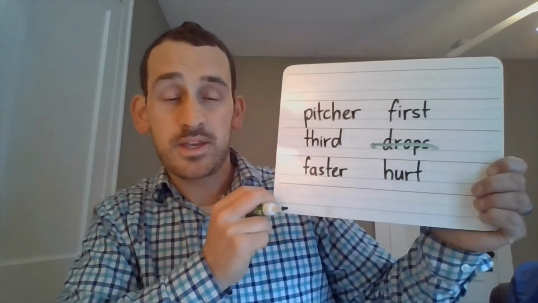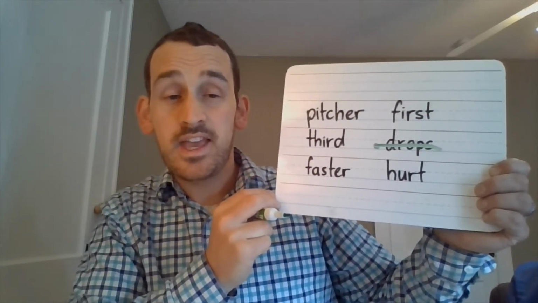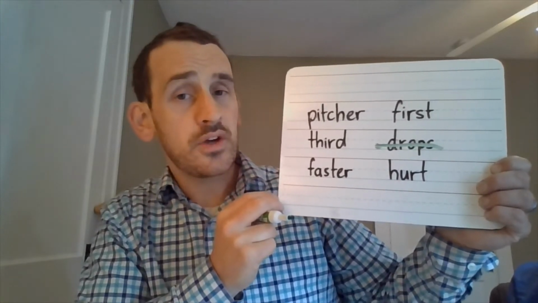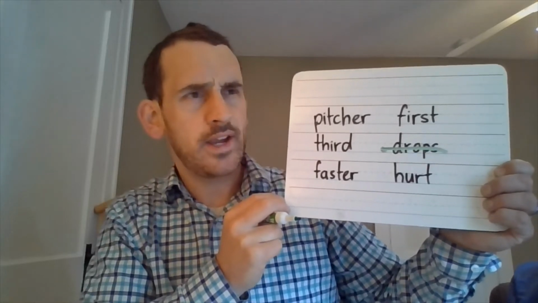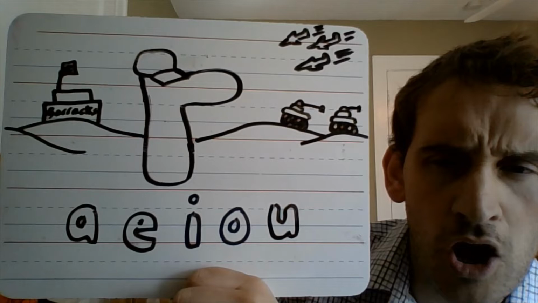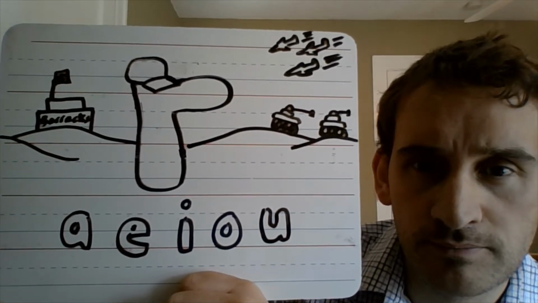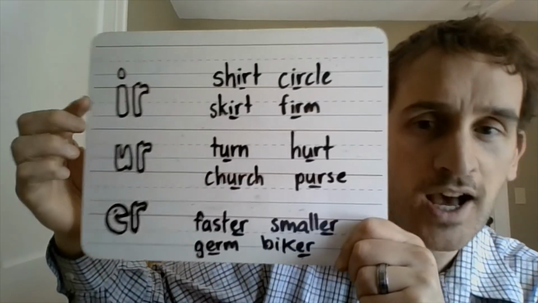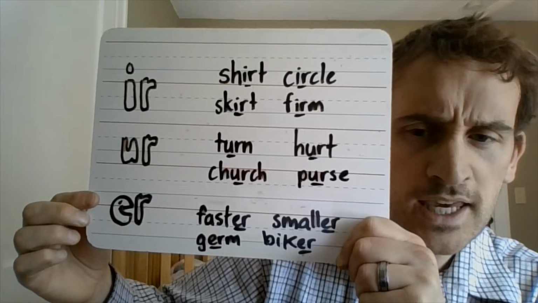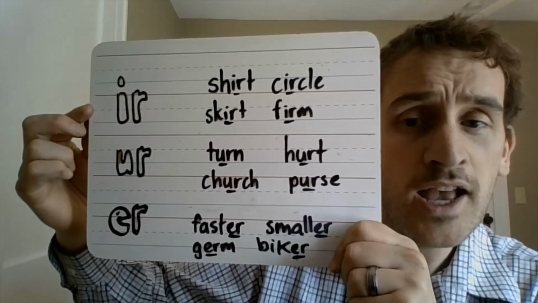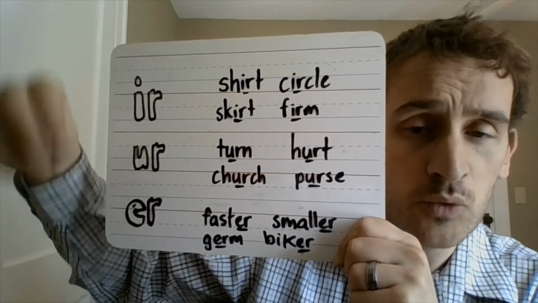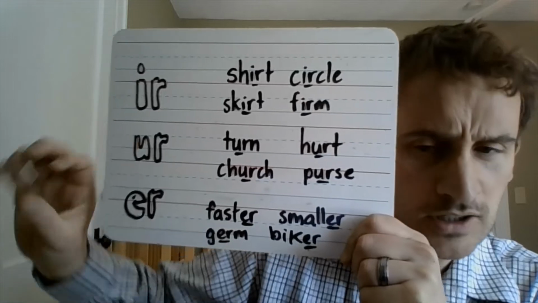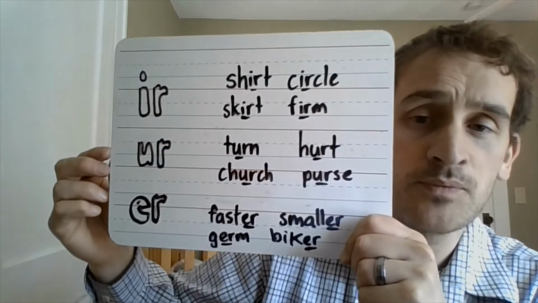Drops doesn't have an IR sound or a UR sound or an ER sound. All of those are R-controlled vowels. Wait, what are R-controlled vowels? R-controlled vowels. IR, UR, ER. IR and UR in the middle of a word. But it's ER at the end of a word.